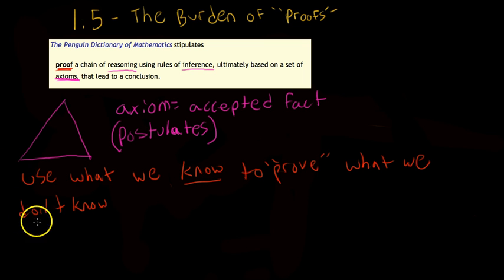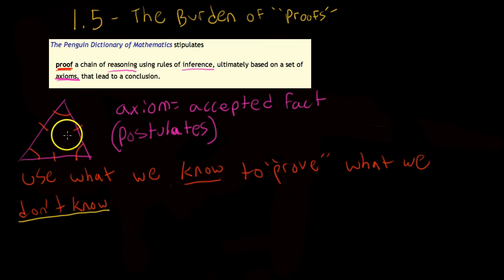So, first of all, what do we know about this triangle? Well, we know it has three sides. And if I were to give it to you on a test and give you these three lines in each side, that means all the sides are equal. We'd know all the sides are equal. And from that, we'd also know that all the angles are equal.